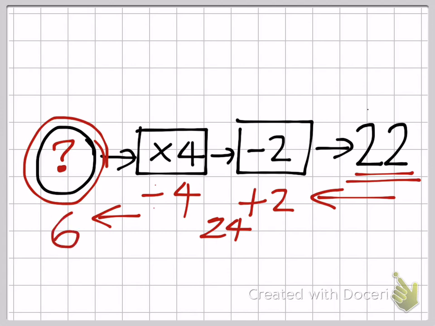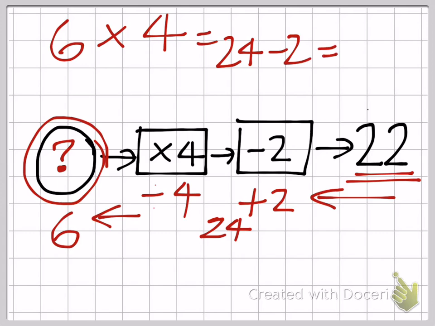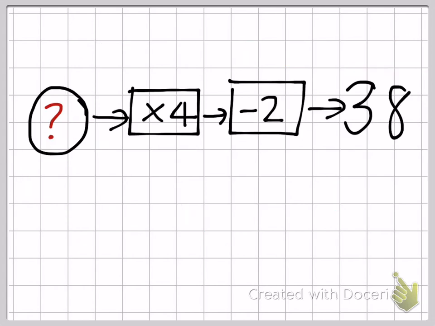Let's check if that works. 6 times 4 is 24. And then take away 2 would give us 22. Yep, we get the same answer, so we know that we've done it correctly in reverse.